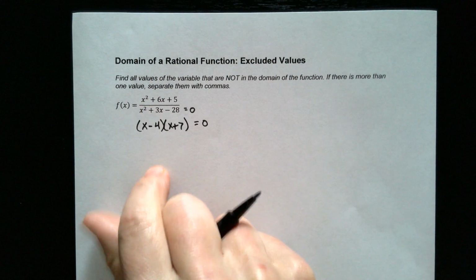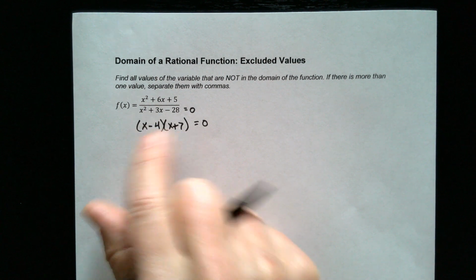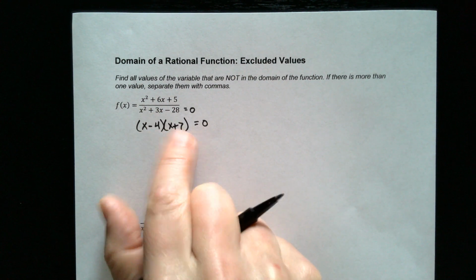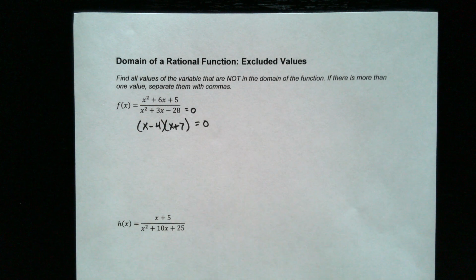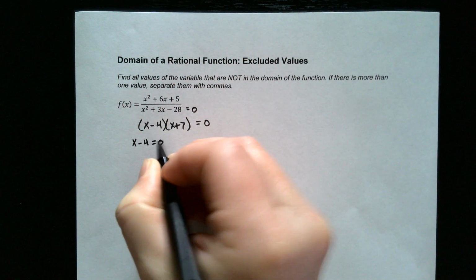x times x is x squared. And then negative 4 times x is negative 4x. 7 times x is 7x. So 7 minus 4 gives you that middle number. And then the end numbers, negative 4 and 7, get us this. Okay, so now we can set them both equal to 0 and solve.